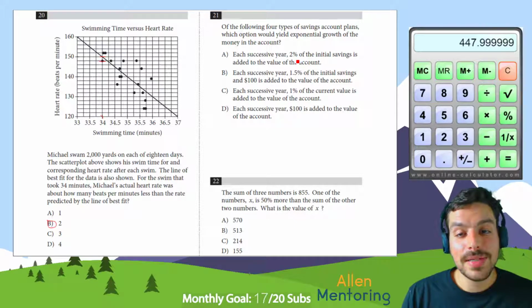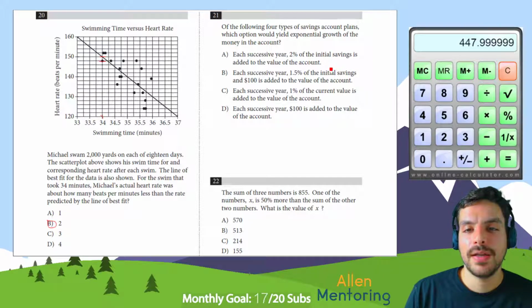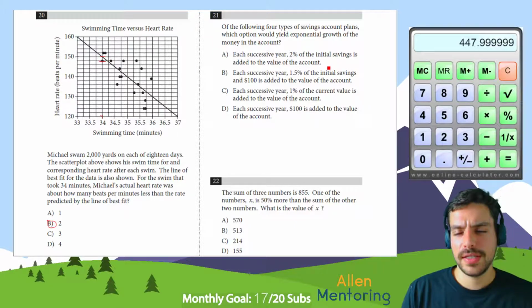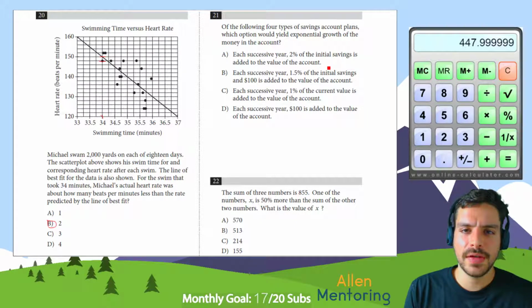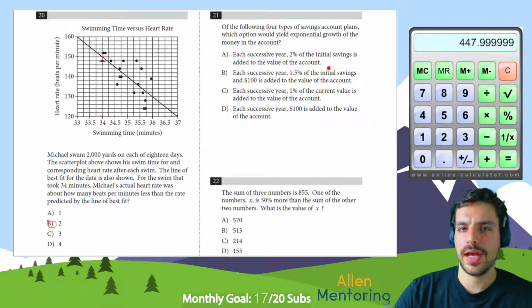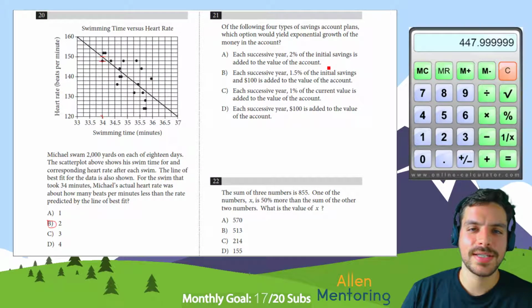So it seems that this might be exponential, but if you think about it, the initial savings is just the same number, right? Let's say it was $20 in initial savings, you're just adding 2% of $20, which will be the same amount every single year. Okay, so that is not exponential.